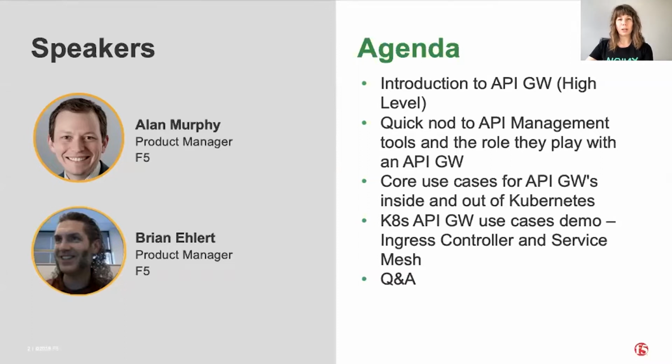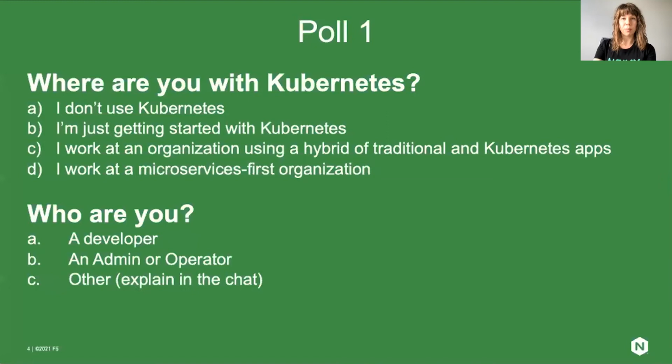We're going to cover all of that today, including a high-level intro into what an API gateway is. We'll talk a little bit about API management, as well as really getting deep into those core use cases for API gateways, both in and outside of Kubernetes. And then we have a demo for you where we'll look at both north-south and east-west traffic inside Kubernetes, and of course the Q&A.